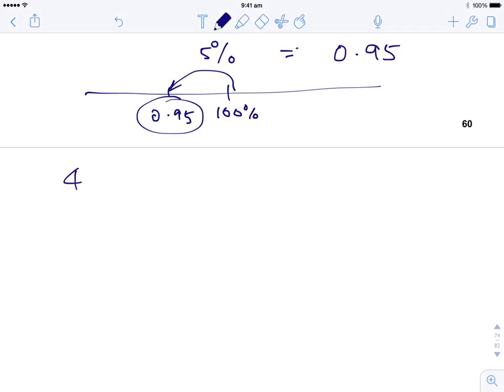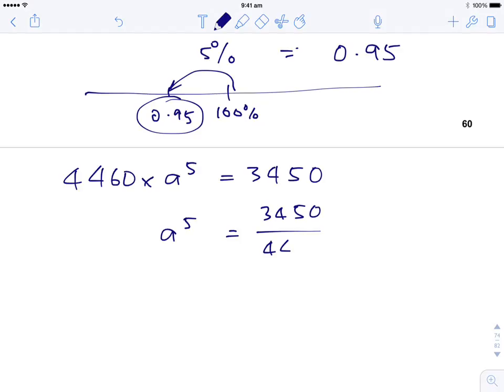4460 times a to the power of 5 is equal to 3,450. Okay, so I'm going to solve that. 3,450 divided by 4460. I'm going to do the fifth root of both sides, and that will just leave me with a is, again, I'll do that on my calculator, and you can check that again you get approximately 0.95. So it's looking good that the population is decreasing by 5% each year.